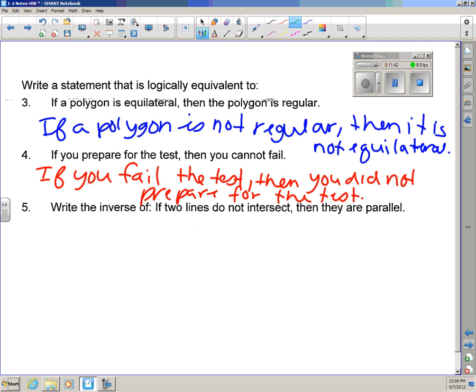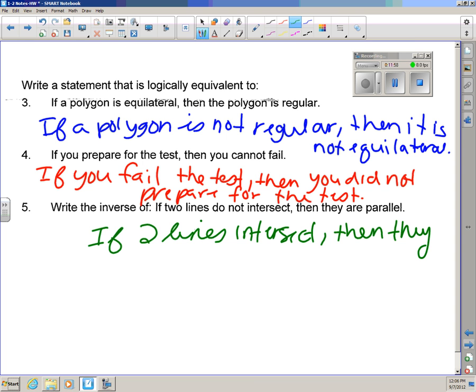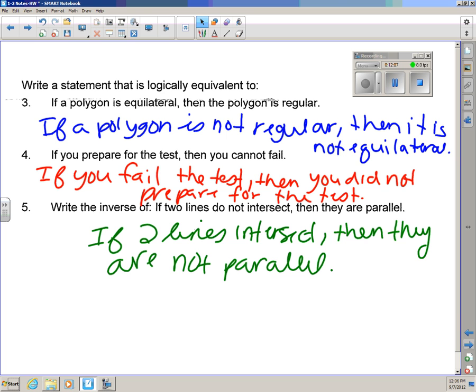And then what is the inverse of: if two lines do not intersect, then they are parallel? Inverse means I negate. So you would say, if two lines intersect, then they are not parallel. Okay? So that should be good for you to go ahead and finish your homework.